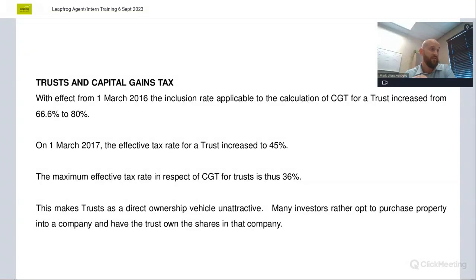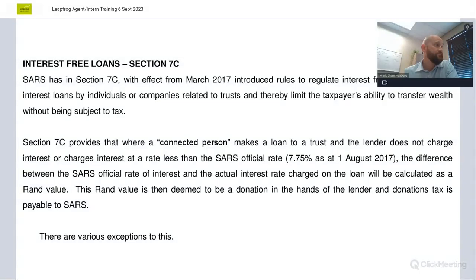That is probably the only real way that it's got a tax benefit for you at the moment, because as you can see, with the increase of CGT to you paying 36% on your capital gain from Rand 1, because there's no rebate whatsoever, and the increase on the effective trust rate to 45% on income, you can see they've really started to make it very, very unpalatable to a lot of people. So guys, that makes trusts, as we said, as a direct ownership vehicle, very unattractive. So many investors rather opt to purchase property into a company and have the trust own the shares in that company, because now at least you don't have that direct ownership. Because as you can see, with the direct ownership, you really are getting hammered in taxes there at the moment.